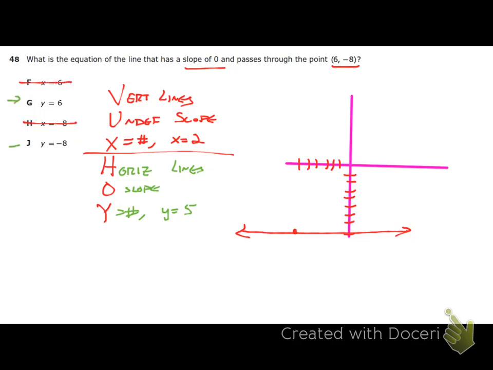So now we're down to these. And so the question is which is it? What we've got here is you have to think about this line right here. We have the ordered pair 6, negative 8. Every point on this line has something in common.